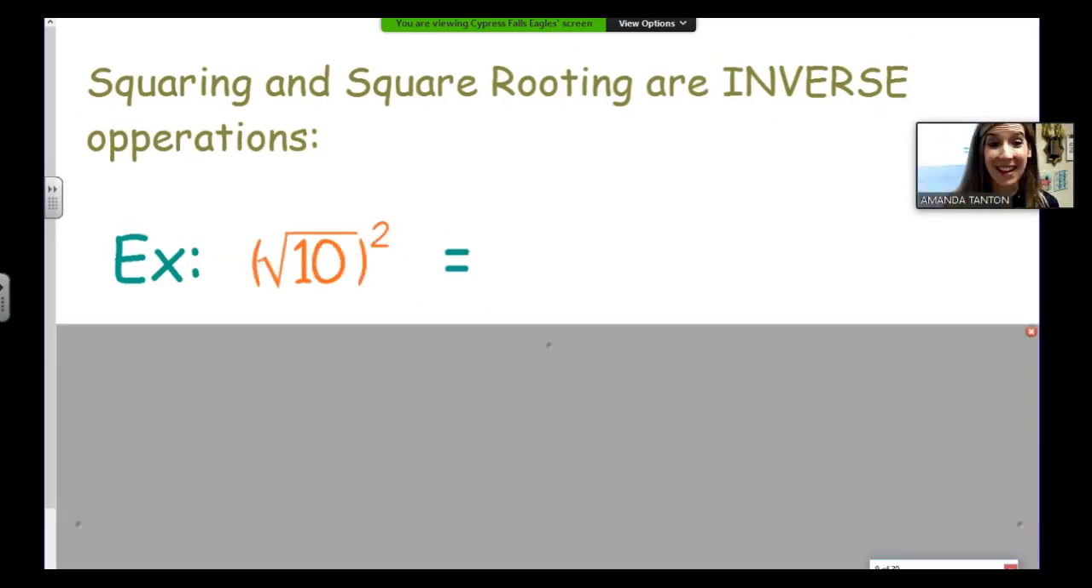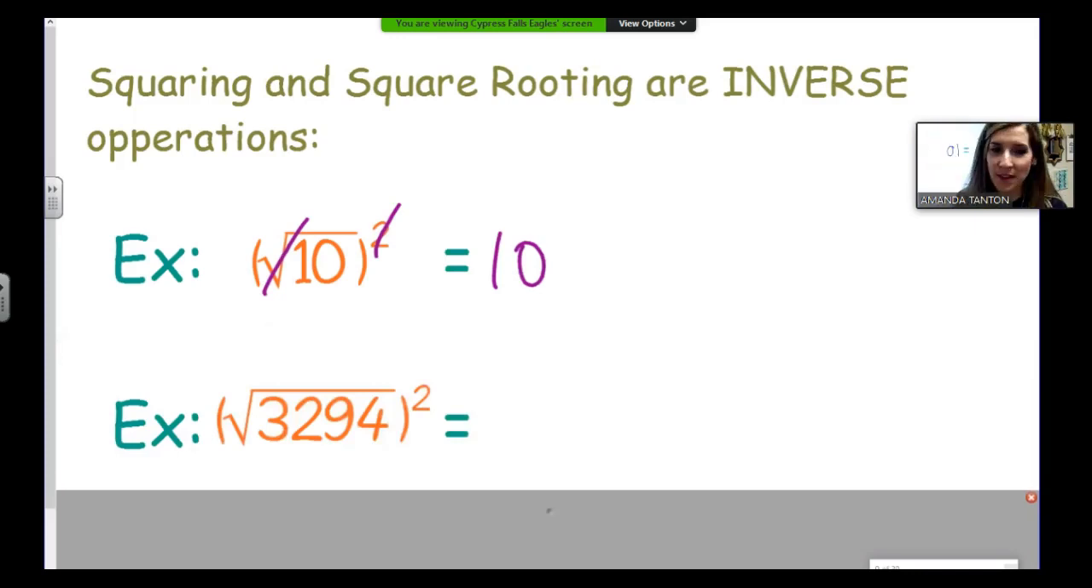Same with this. Square root of 10 is squared. I'm putting them in a different order, but they will also simply cancel. You don't get 100. You just get 10. You don't get 3,294 squared. You just get the radicand.